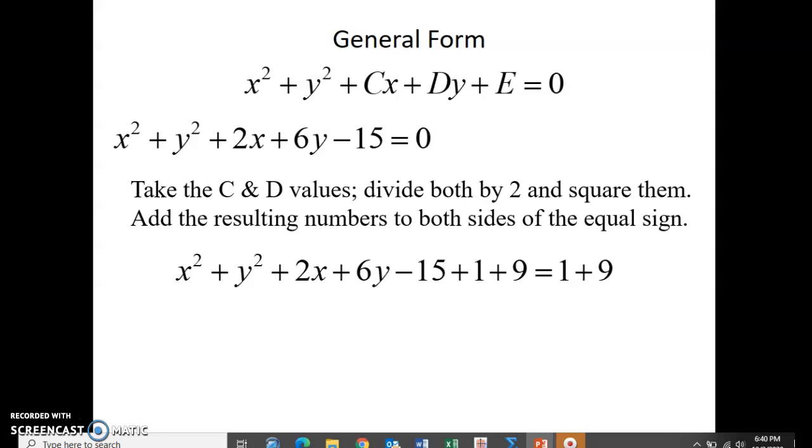So you can see at the end of our equation, on both sides of the equal sign, we have a 1 and a 9. Okay, the reason we have them on both sides is because we are changing the way the equation looks, but not what it equals.